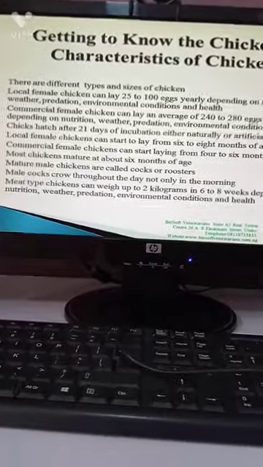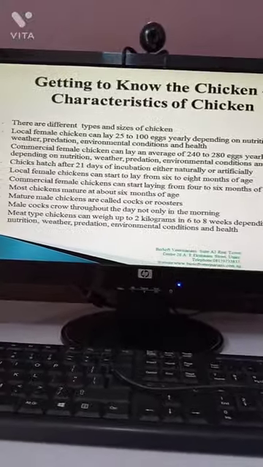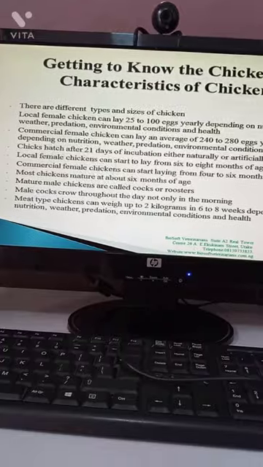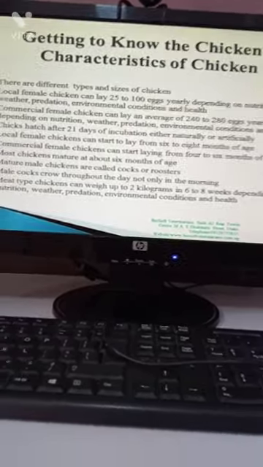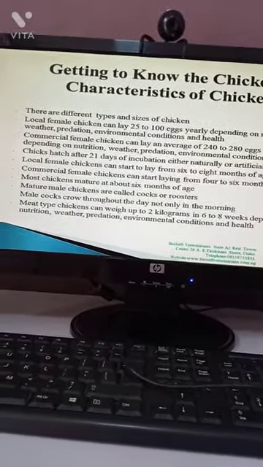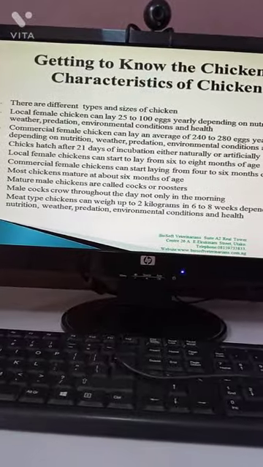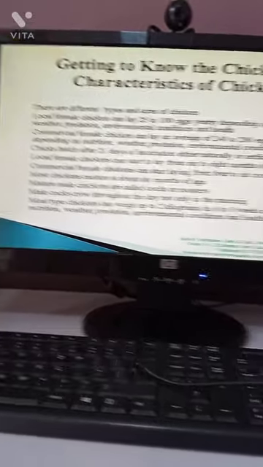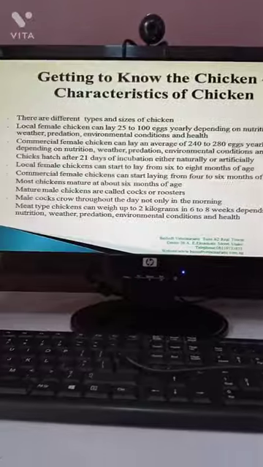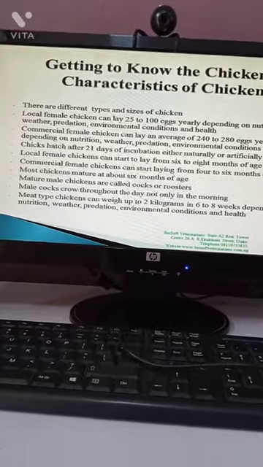Chicks hatch after 21 days, either naturally or artificially. In commercial production, the chicks are hatched artificially in the hatcheries. They incubate them for 21 days. After that, the chicks just pop out.